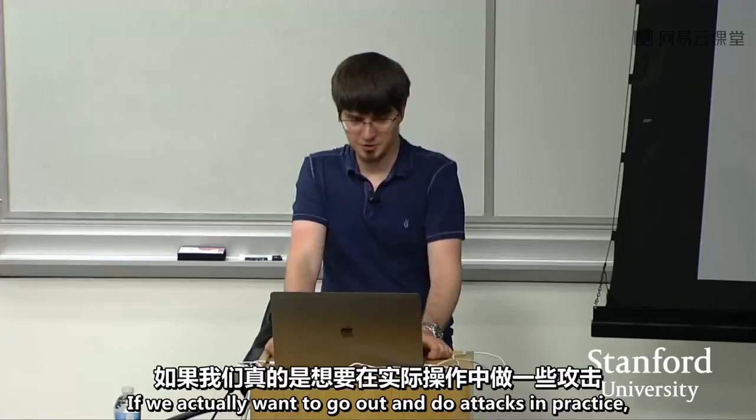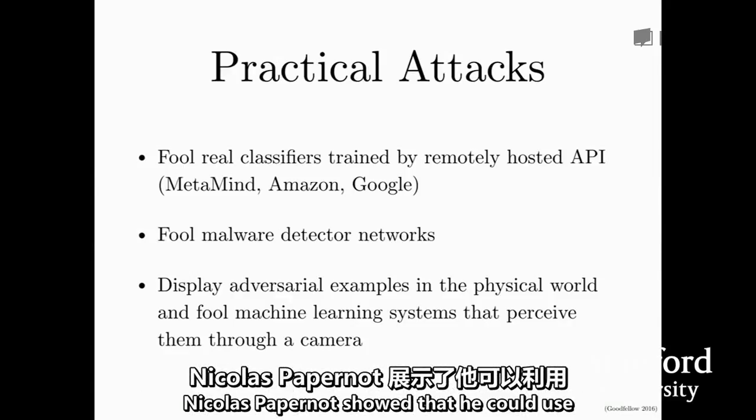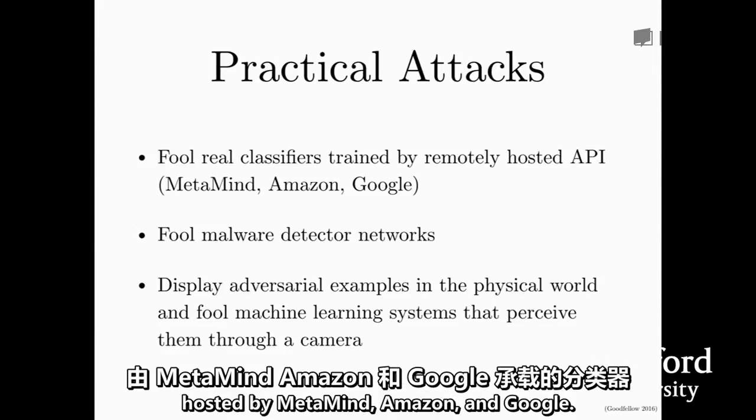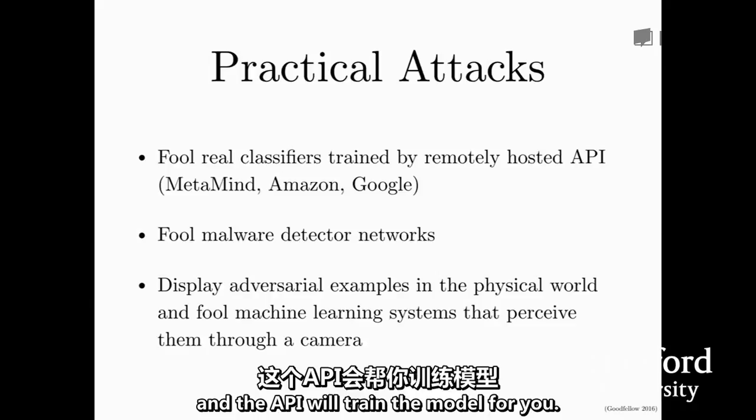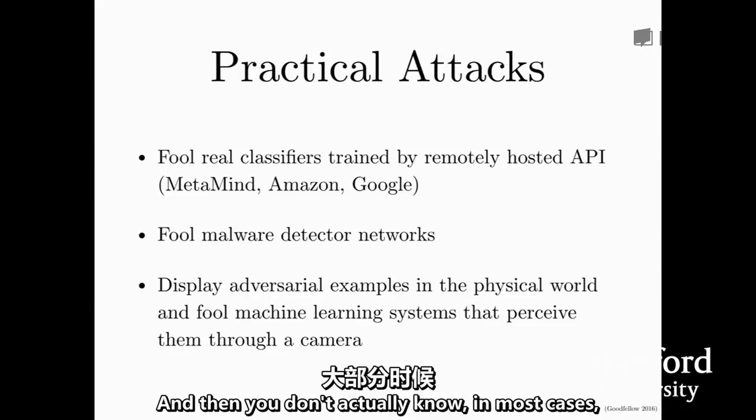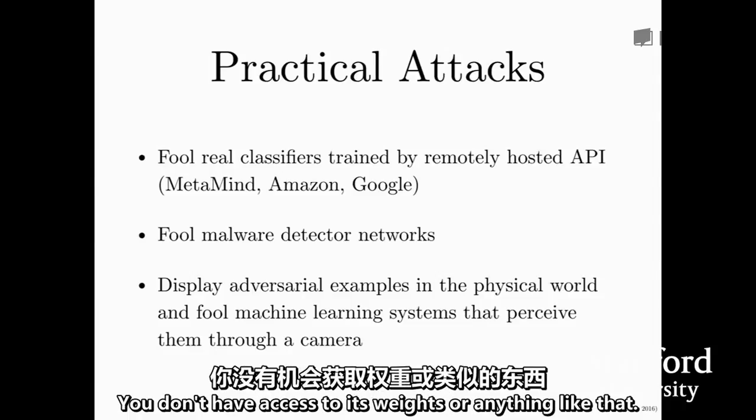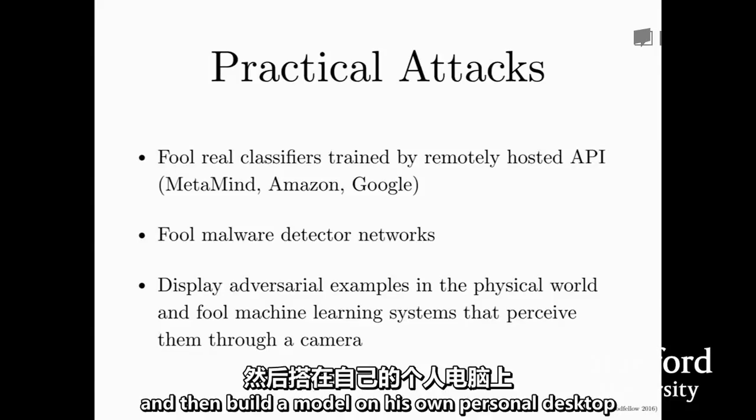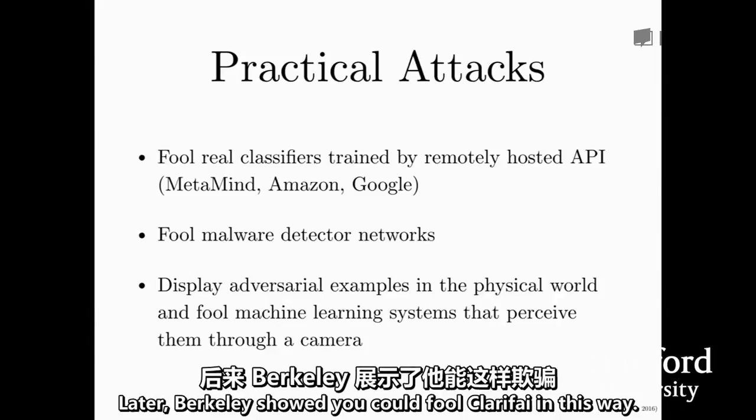If we actually want to go out and do attacks in practice, there's started to be a body of research on this subject. Nicolas Papernot showed that he could use the transfer effect to fool classifiers hosted by MetaMind, Amazon, and Google. These are all different machine learning APIs where you can upload a data set and the API will train a model for you. And then you don't actually know, in most cases, which model it has trained for you. You don't have access to its weights or anything like that. So Nicolas would train his own copy of a model using the API and then build a model on his own personal desktop where he could fool the API-hosted model. Later, Berkeley showed you could fool Clarifai in this way.